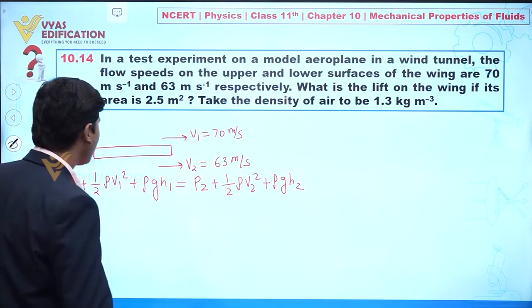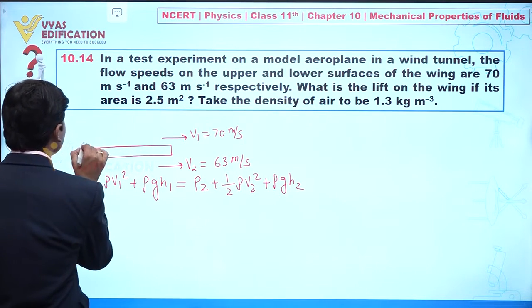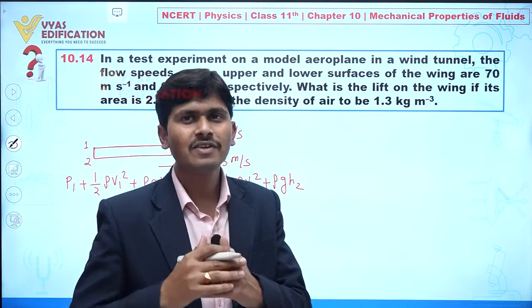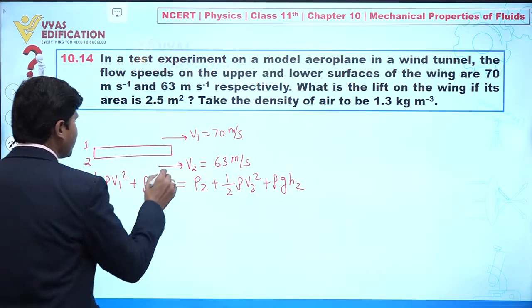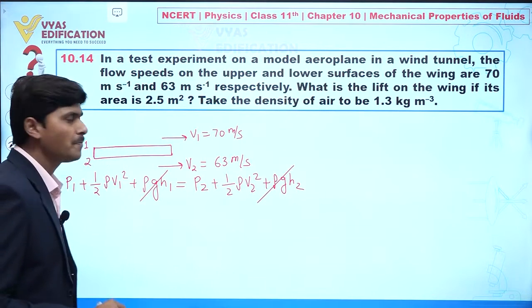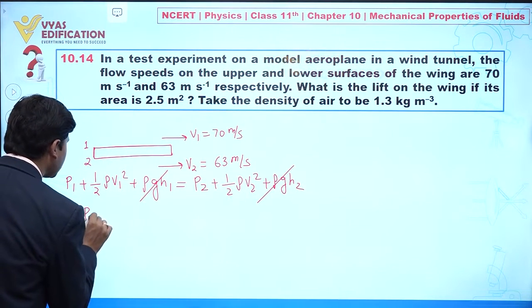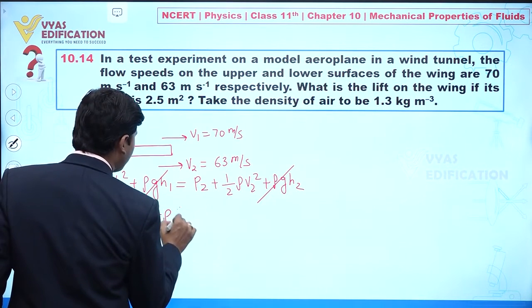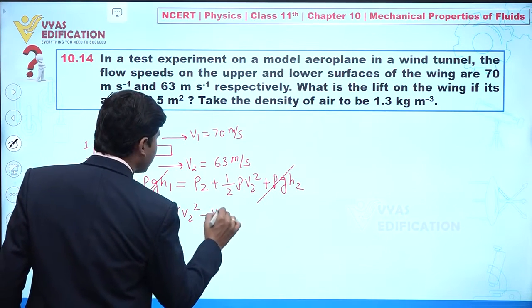Now let's suppose this point is 1 and this is 2. So 1 and 2 are almost at a similar level, it means this term and this term cancel out. So from here we can calculate the pressure difference P1 minus P2, which is 1 by 2 rho times V2 square minus V1 square.